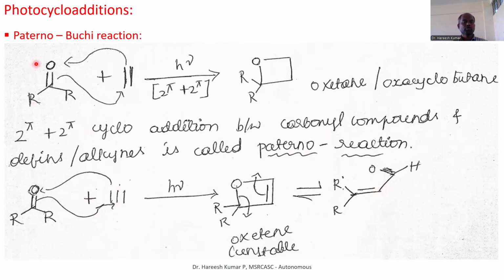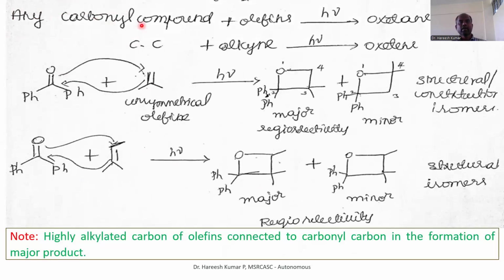That means Paterno-Buchi reactions can be carried out. It's nothing but a 2+2 cycloaddition, more particularly between a carbonyl compound and olefins or alkynes, called the Paterno-Buchi reaction. Here, any carbonyl compound reacts with an olefin on irradiation to give an oxetane. Oxetane means a 4-membered ring with oxygen as the product. A carbonyl compound reacts with the alkyne to give rise to an oxetane.